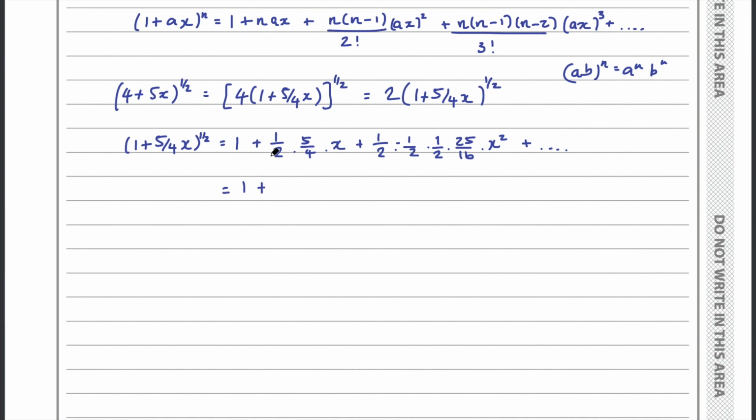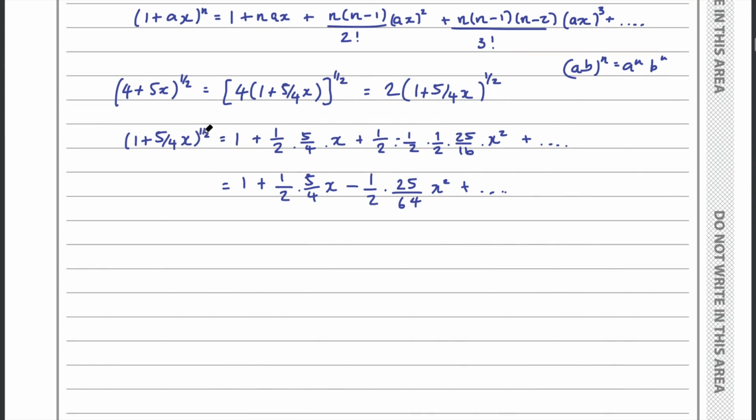So we've got 1 plus a half times 5 on 4. I could simplify that, but I also know that I'll be expanding that 2 out to each term afterwards. So I might just leave that as a half times 5 on 4 x, and then simplify the x squared term. So again, I might leave a half as is. I've got a negative term in here, so this is going to become a negative, a half. And then having a look at the numerators here, 1 times 25, that would be 25. Looking at the denominators, 2 times 2 times 16, that would be 4 times 16, that would be 64. And then we have the x squared. Okay, so we've neatened up that expansion for 1 plus 5 on 4x to the power of a half.